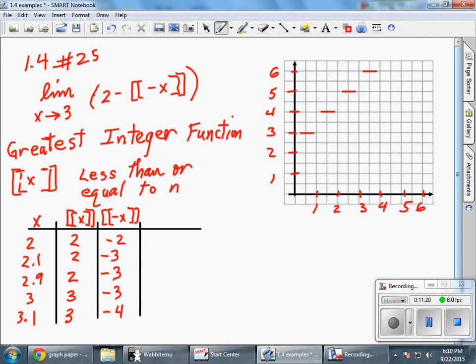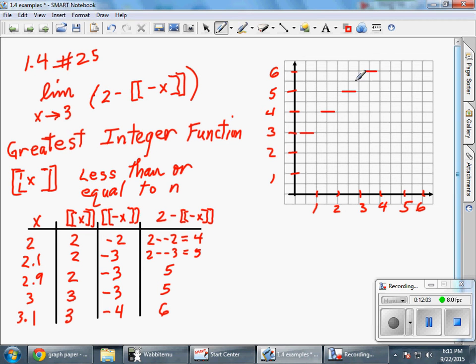Okay, we're almost ready. Hang in there. I know this is kind of a tough one. Now we compute 2 minus the greatest integer of the opposite of x. 2 minus -2 equals 4. 2 minus -3 equals 5, so this one will also be 5, and this one will also be 5. Now at 3.1, we go 2 minus -4, and we go to 6.